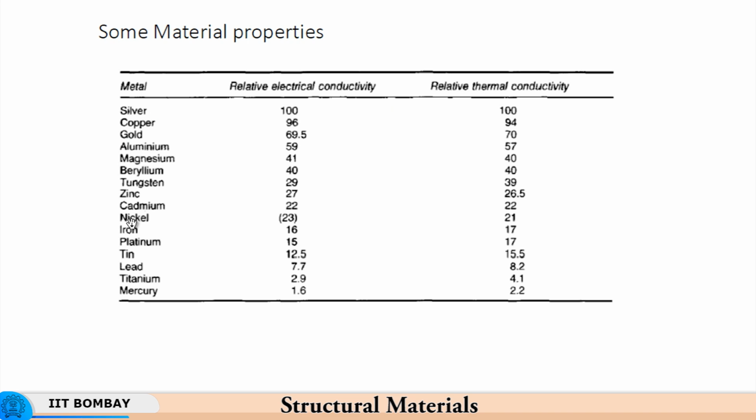So here are some material properties of the structural materials, because although you use the material for structural strength, you inevitably have some electrical and thermal conductivity also playing a role in many applications. Therefore there is a list of commonly used materials and their corresponding relative electrical and thermal conductivities, taking silver as a reference, because silver we know is a material of high electrical and thermal conductivity.